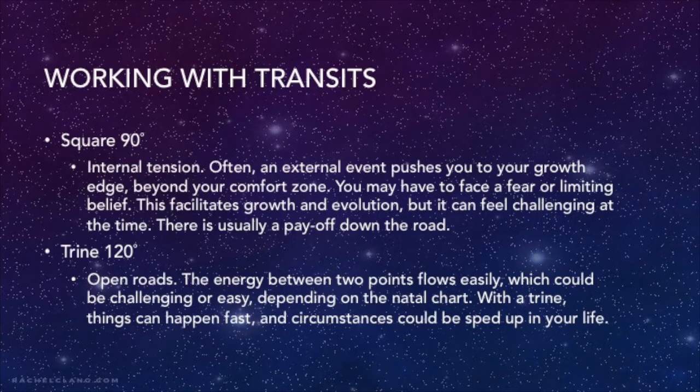Squares at 90 degrees represent internal tension or frustration, and it's the kind of frustration that compounds and builds until you feel motivated to make some kind of change in your life. They can present themselves as external conflicts or external events that prompt internal change, but the real shift is happening internally, versus an opposition which is manifesting externally.